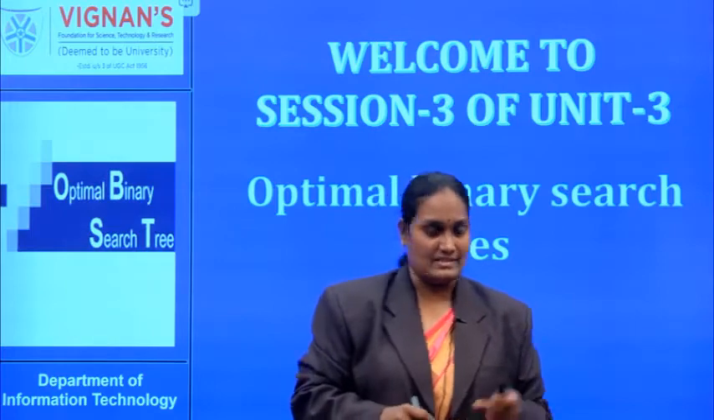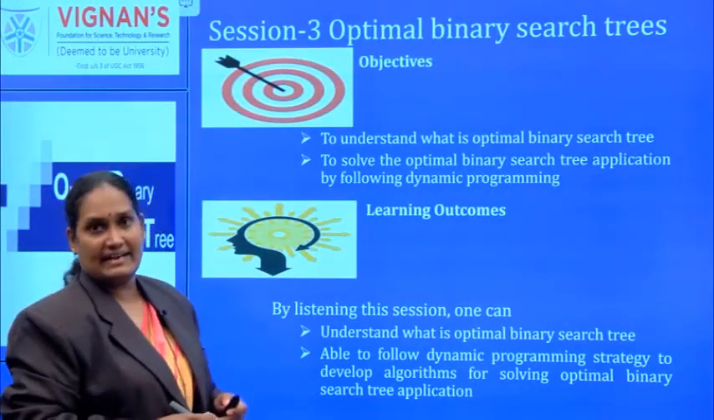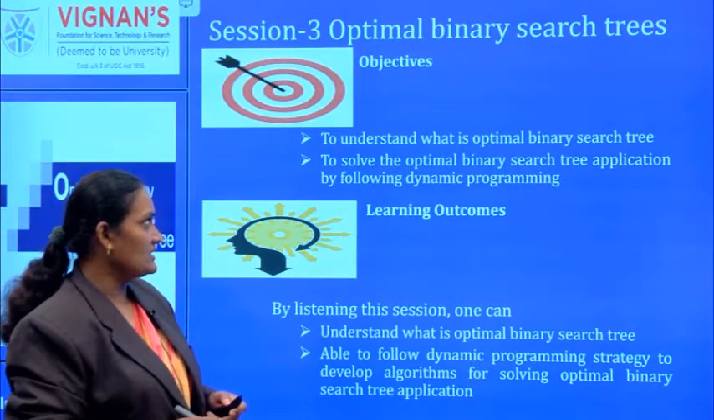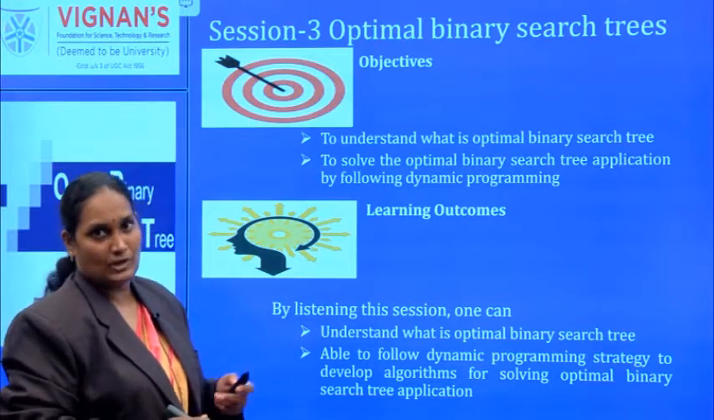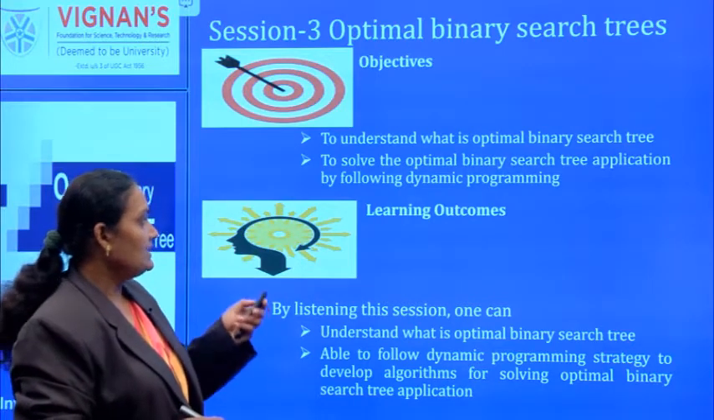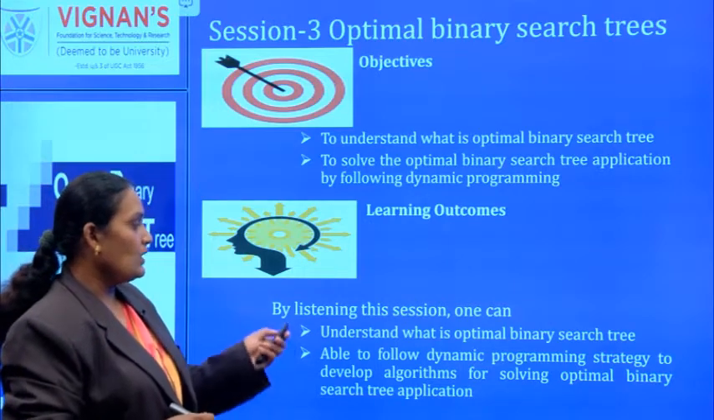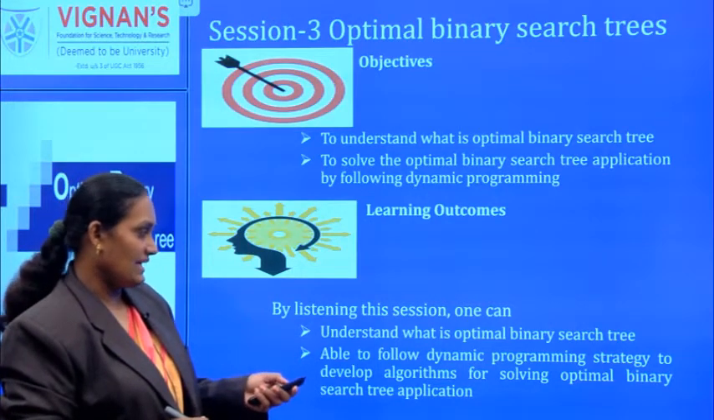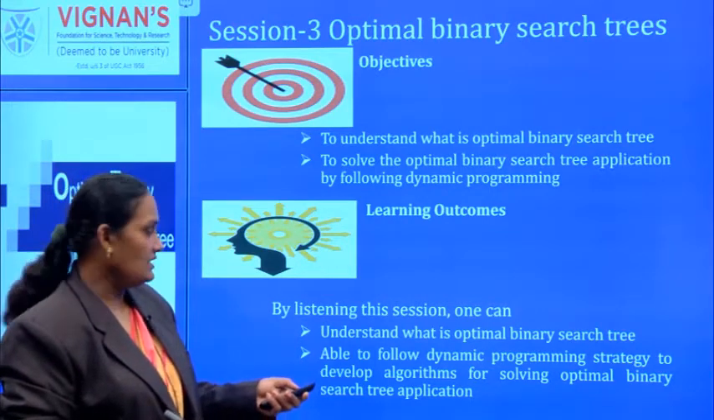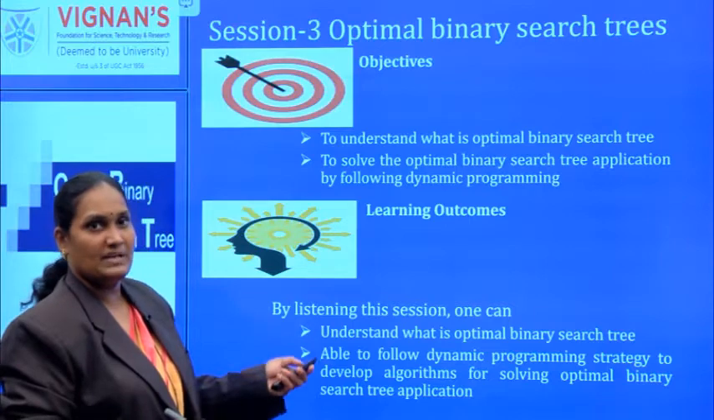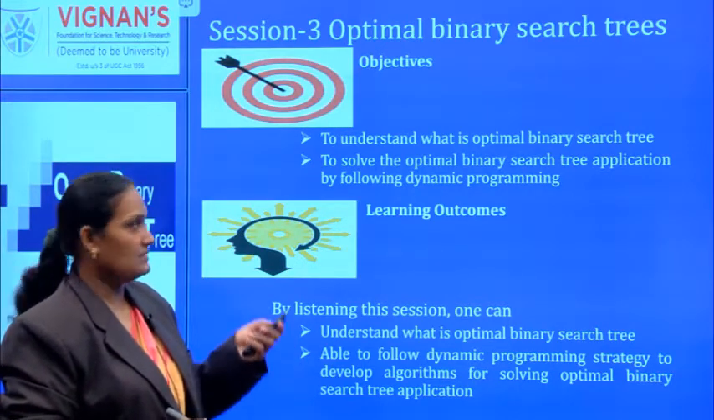In today's session, we are going to discuss another application of dynamic programming, which is optimal binary search trees. The main objectives of this session are to understand what is an optimal binary search tree, and to solve the optimal binary search tree application by following dynamic programming. The learning outcomes are that by listening to this session, one can understand what is an optimal binary search tree and follow the dynamic programming strategy to develop algorithms to solve the optimal binary search tree application.